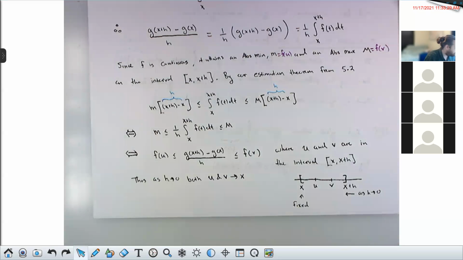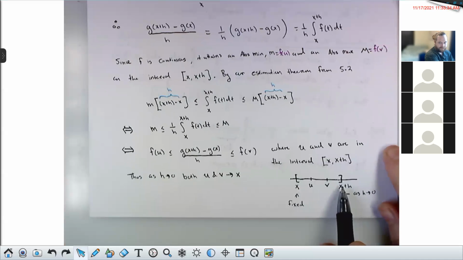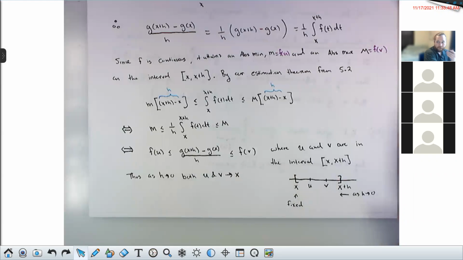Incredible game. All right. So yes, like the garbage press from Star Wars, as Sarah said, this thing is going to come over and compact u and v into x. They can't get outside this interval because they're the x values where f attains its min and its max on that interval. So for every number h, there are a u and a v where f attains its min and its max on the interval x to x plus h. And as h goes to 0, that interval is shrinking down to the point x, which means u and v got to go with them.